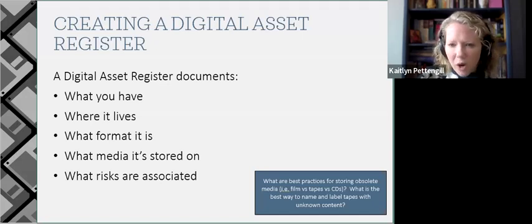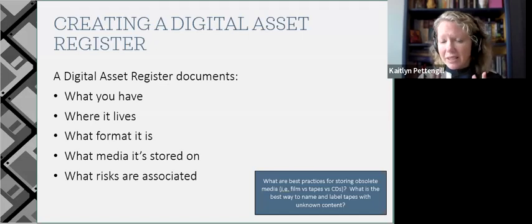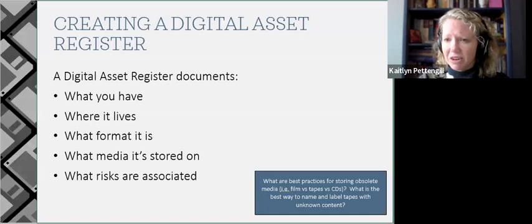All right, so somebody had asked, what are best practices for storing obsolete media, i.e. film versus tapes versus CDs? What is the best way to name and label tapes with unknown content? We don't want to label the tapes themselves. You obviously want to label whatever it's being held in, the housing, and you can just put unknown, inaccessible for now, and that is fine. Just at least then somebody knows that you so far don't know what's on something. So unknown is an appropriate way to label it. Just record the things that you do know.